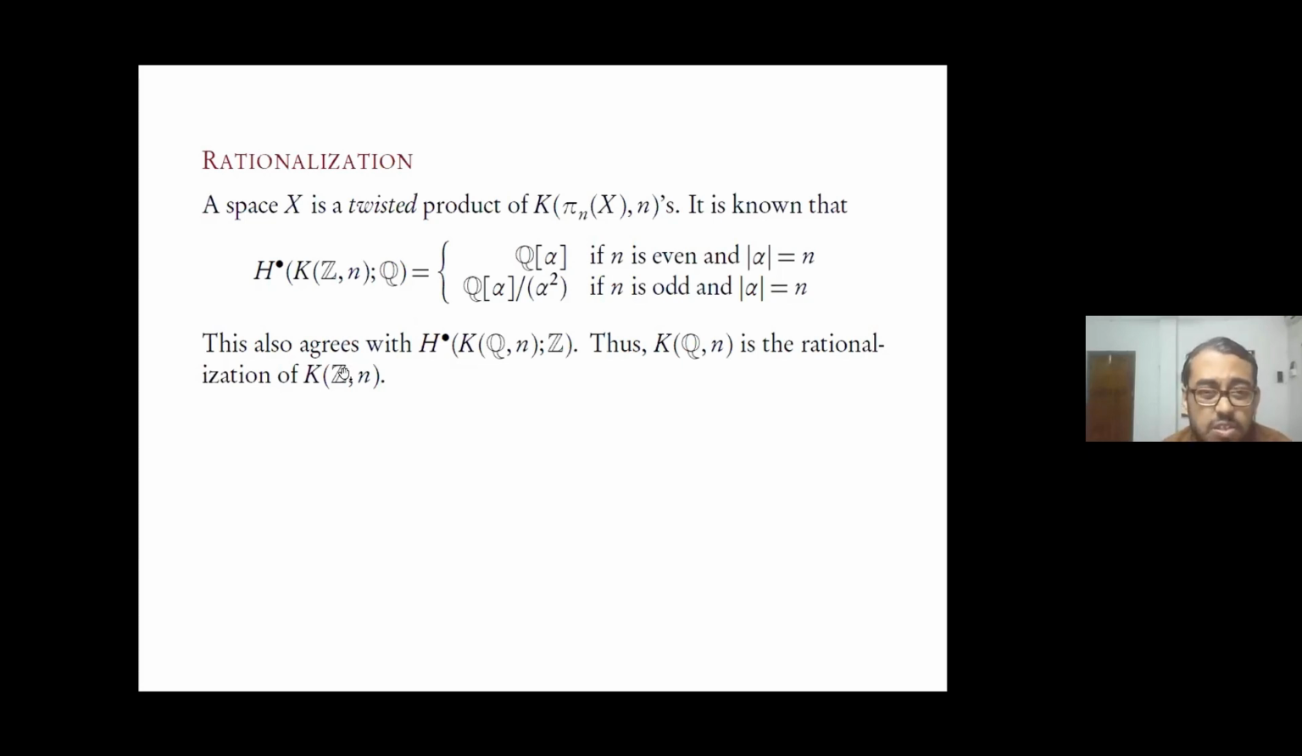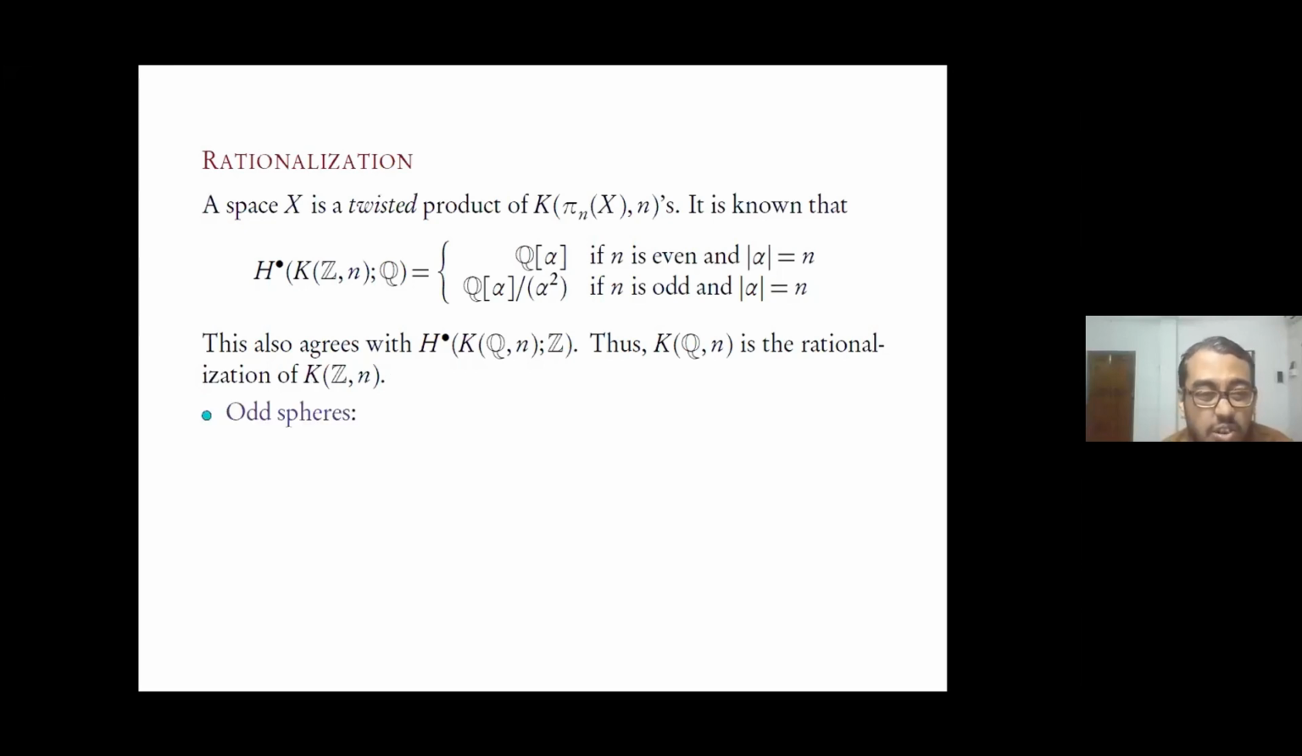This is almost immediate from the definition, since π_k of K(Z, n) is Z in degree n only, and then π_k of K(Q, n) is Q in degree n, and if you rationalize Z, you get Q. So it's expected that this is the rationalization. The advantage of doing things rationally is that the cohomology of this becomes very easy to describe, rather than the cohomology of this one.